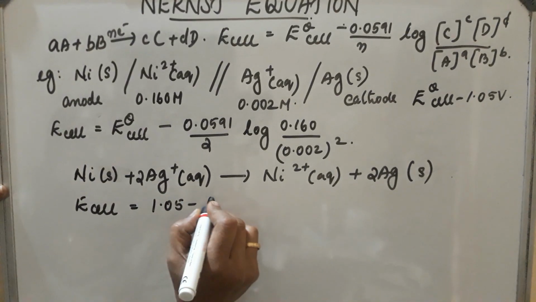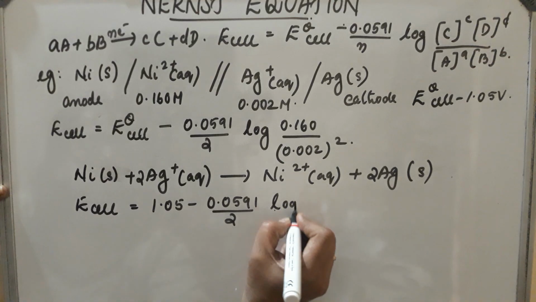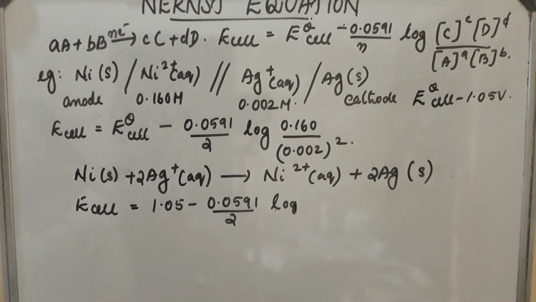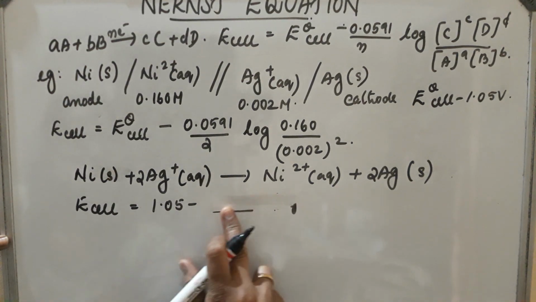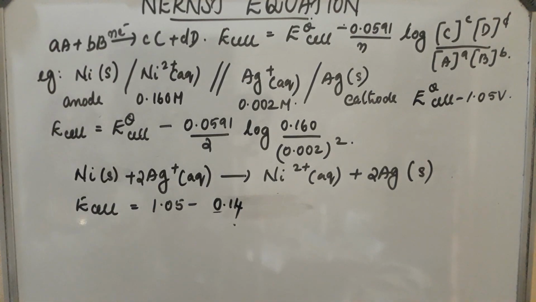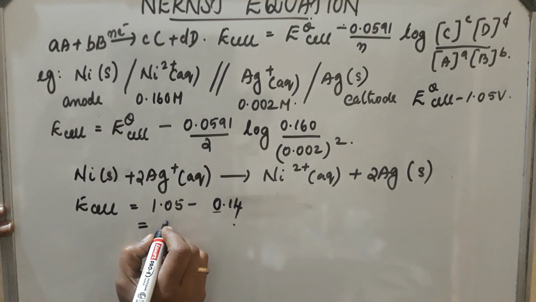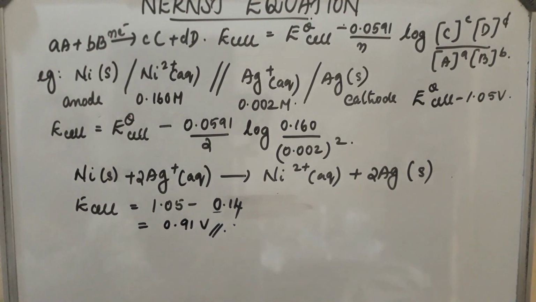So, E of cell will be equal to 1.05 minus 0.0591 by 2 log this one. At last, substituting all these values, we will get 0.14: 0.0591 by 2 log of 0.160 by 0.002 whole square. The last value will be 0.14. This is equal to 0.91, unit is volt.